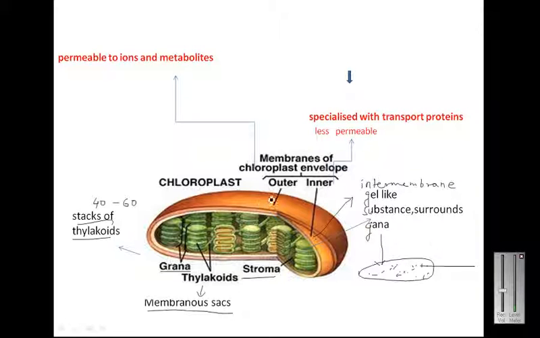And what outer layer does, as we know, it is outer layer, so it protects as well as it shows permeability for ions and metabolites. Whereas the inner layer, which is longer than the outer one, it is specialized with transport proteins and helps in transportation of the materials, as well as we must know that it is less permeable.